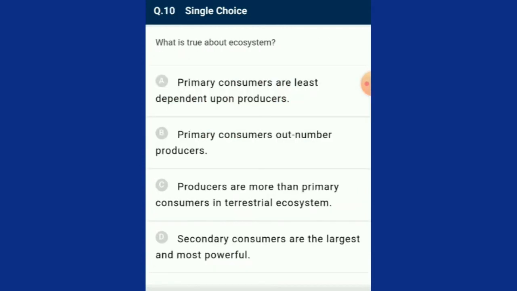Question number 10. What is true about ecosystem? Ecosystem producers, that is green plants, are always more than consumers such as herbivores, carnivores, etc. So the answer is option C. Producers are more than primary consumers in terrestrial ecosystem. That is the correct statement regarding ecosystem.